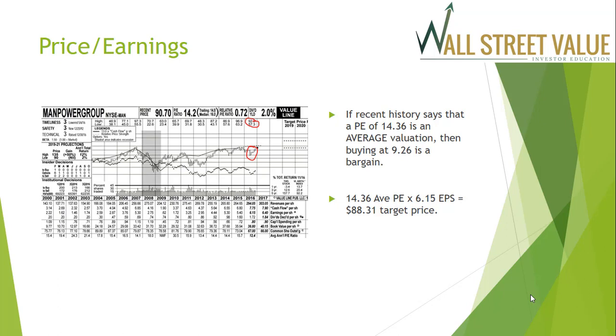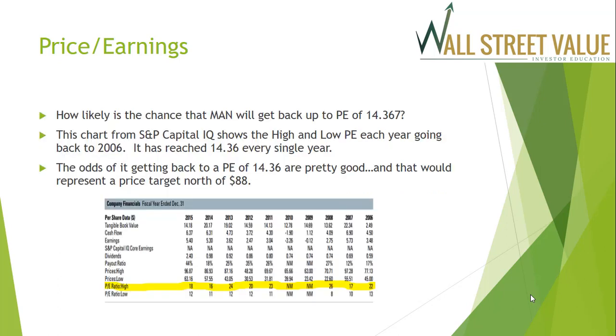So just to figure out where this thing should be trading, I multiplied the average PE of 14.36 by the current earnings, which was $6.15. We came up with a target price of $88.31, and that's if this price to earnings gets from 9.26 back up to average. So how likely is it that Manpower will get back up to a PE of 14.36?